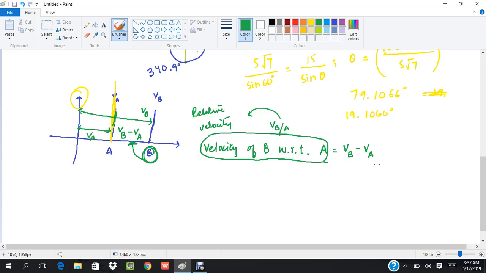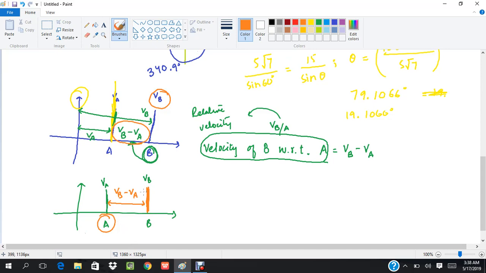minus velocity of A. Now what I'll do is I'll change my reference point. I'll draw this diagram again. Here is A at VA and here is B at VB, and this is my new reference line. Now we can see that the distance between A and B again is the same, that is VB minus VA, but there's a difference. In this diagram, this velocity VB was ahead of the axis by VB minus VA units, but here the velocity that we are considering, that is A, is VB minus VA units behind the new axis. So because it is behind, we'll write a minus sign here.